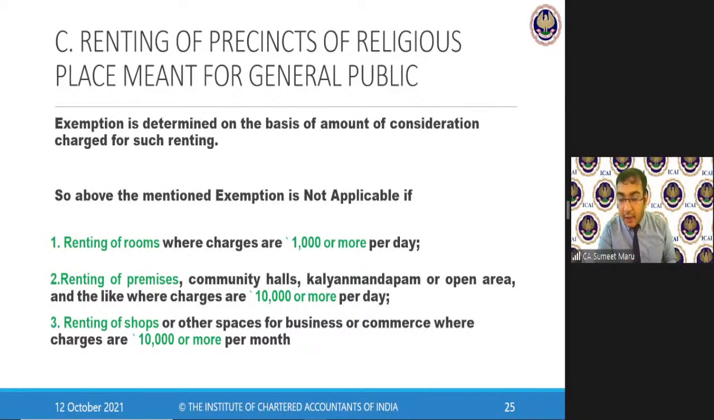Thereafter, Isha asks, sir, what is the meaning of precincts? See, precincts is simply the premises, you can say. Okay, the area around, inside the boundary, the surroundings, the same area. Yes, Namrata, I answered the same.